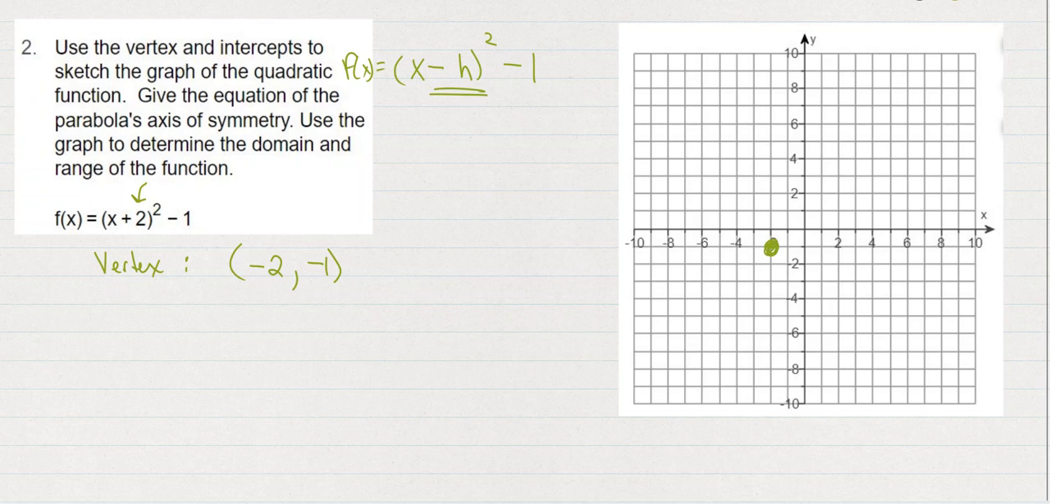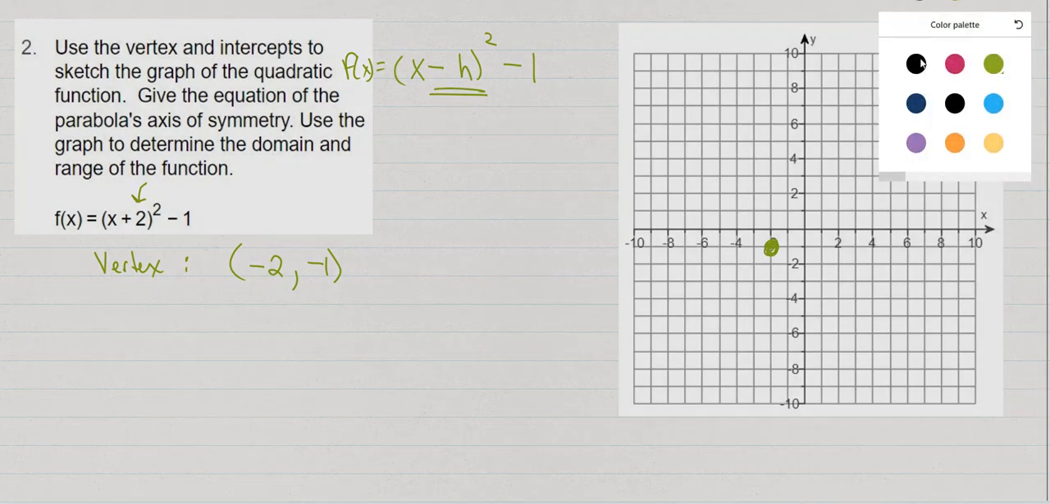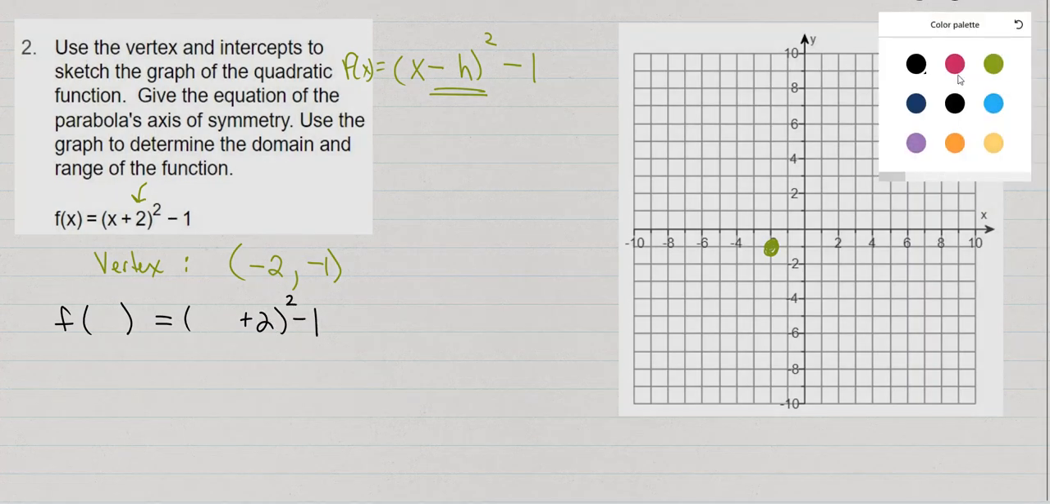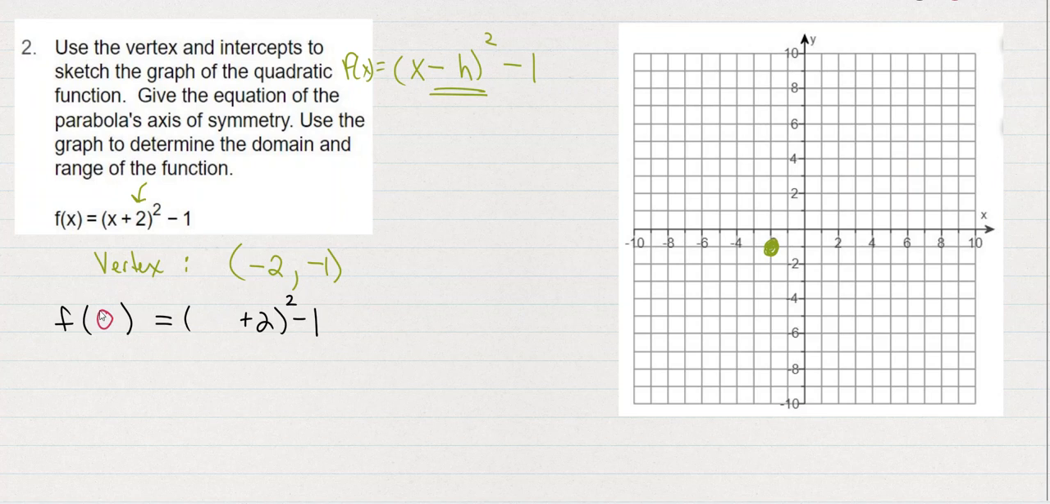And now I can find the y-intercept. So I could find, for example, f of 0 by replacing the x with 0. And I'd have 0 plus 2 is 2, and 2 squared is 4. 4 minus 1 is 3. So this gives me the point x equals 0, y equals 3. 0, 1, 2, 3, so that's this point.